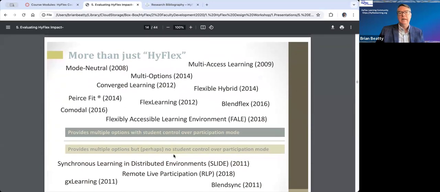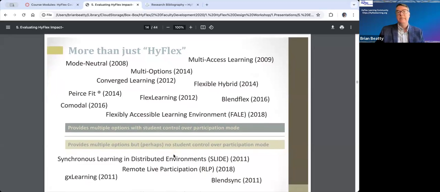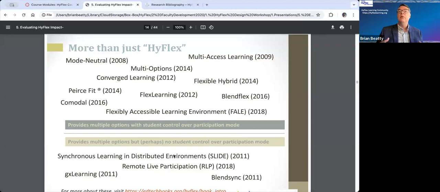So one of the things that I call out in the book, and I've talked about before in different places, is that I was looking for terms more than just HyFlex, because HyFlex was our term. And yet the research was including and reporting on other terms used for essentially the same thing: mode neutral, multi-options, multi-access learning, flexible hybrid, blend flex, flex learning, Pierce fit, converged learning, co-modal, flexibly accessible learning environments. All of these are essentially HyFlex, but they have a different name. And it's rightly so.